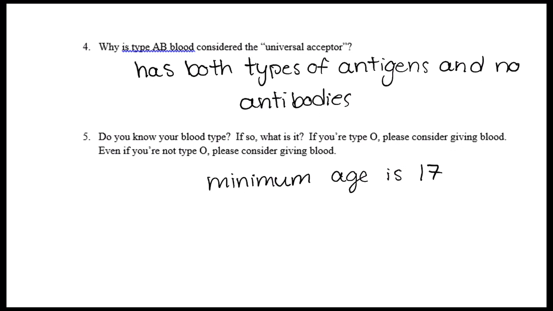Do you know your blood type? If so, what is it? If you're type O, please consider giving blood. If you're not type O, also consider giving blood. So A negative and AB negative are super duper rare. So if it is an exact match, it's even better. So even if you're not AB negative or O negative, etc. So the minimum age to donate is the age of 17. So for most of you, this will be when you're in grade 11 or 12.